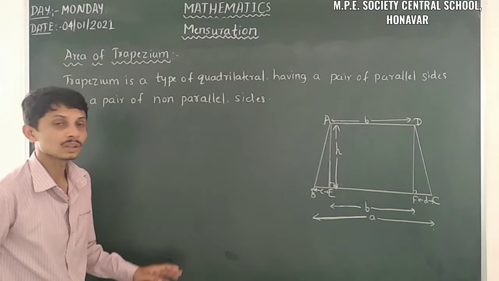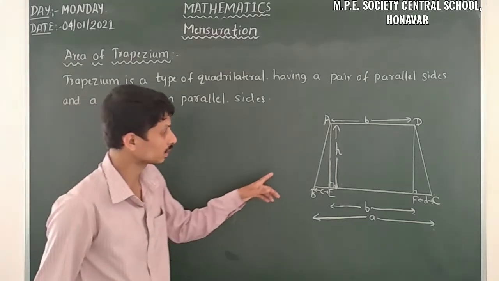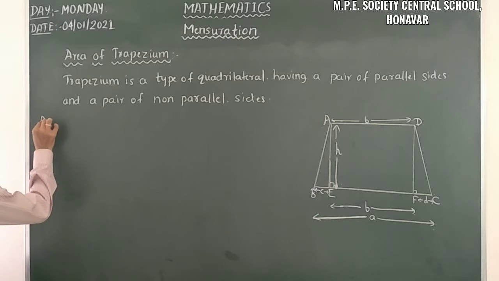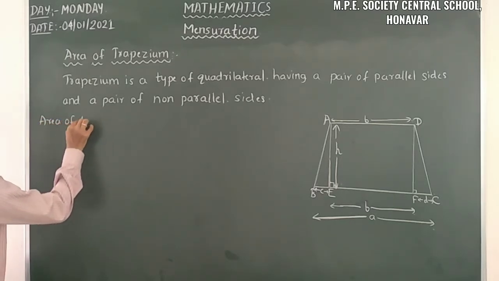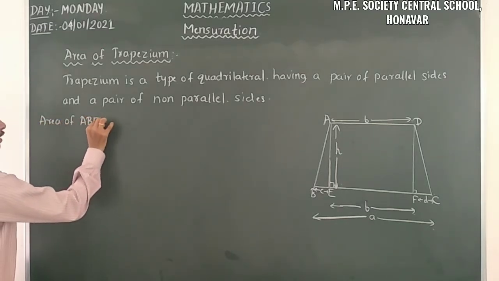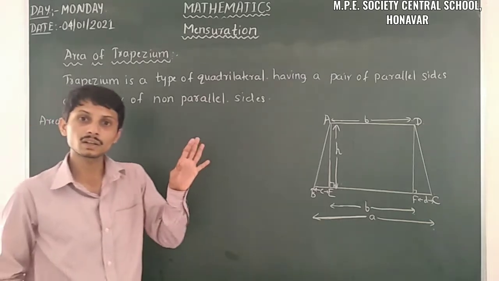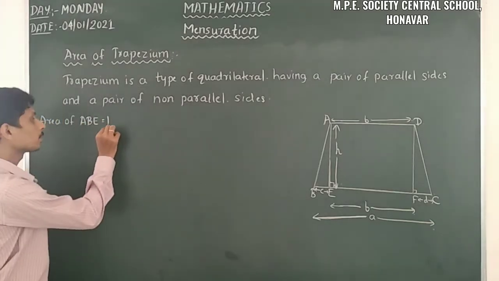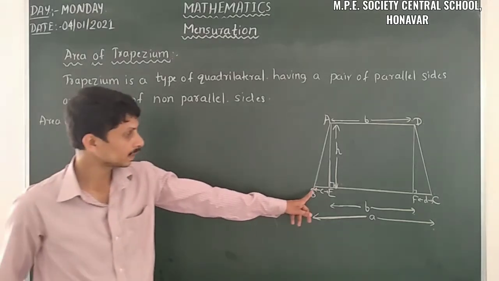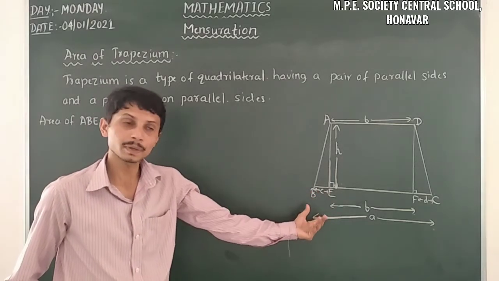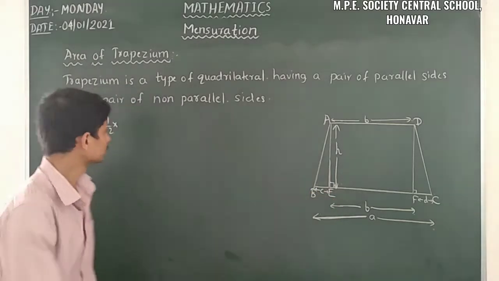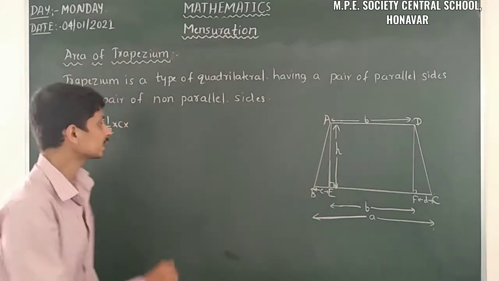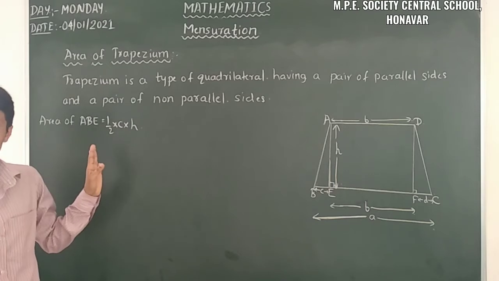So let us take each and everything. Firstly we have to take the triangle ABE, that is area of ABE. So already we know that area of a triangle is half into base into height. So firstly it is half, and what is the base here? The base is BE. So what is the length of BE? It is C. C into height. Height is H. Yes, half into C into H we have.